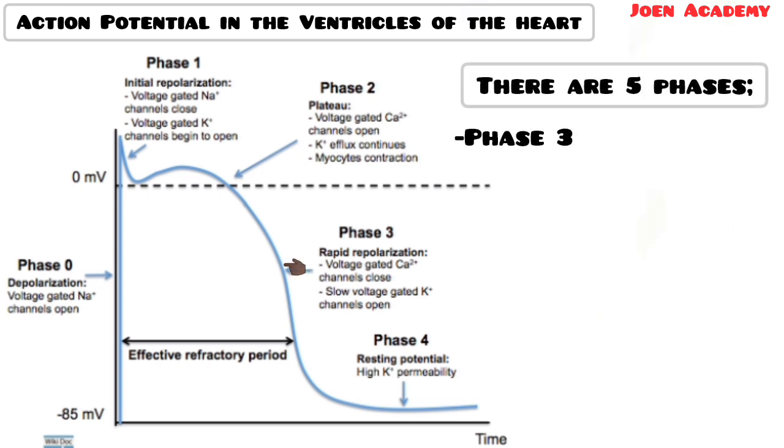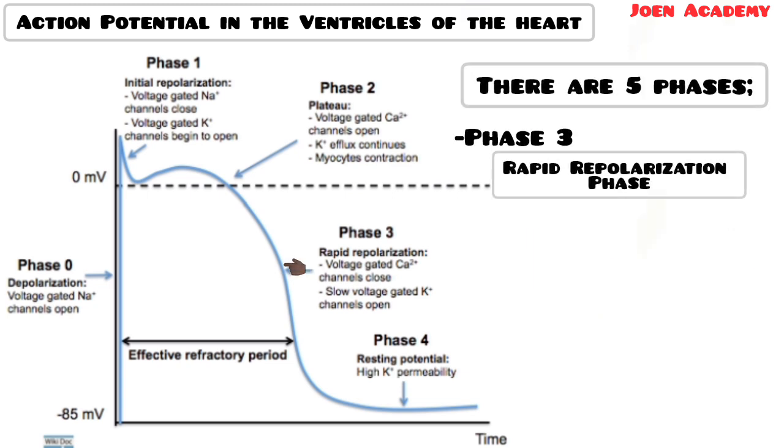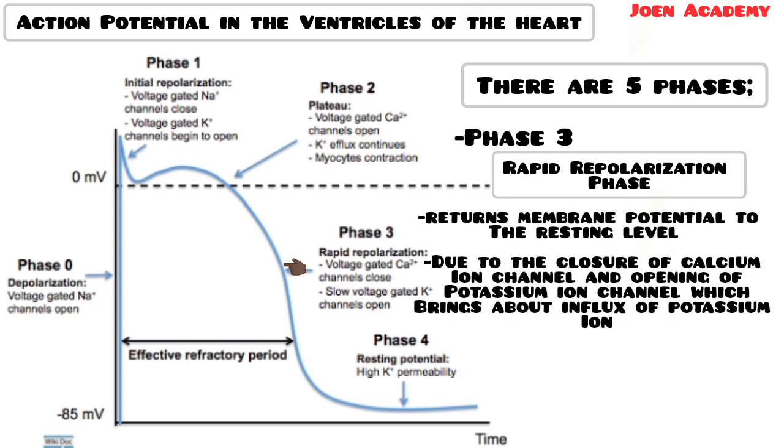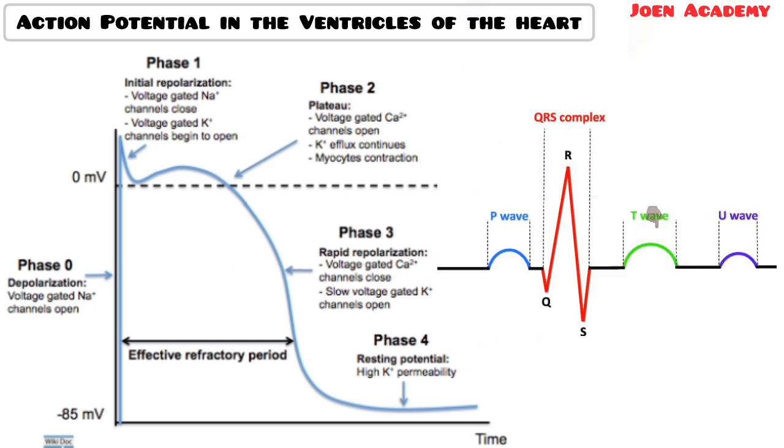Phase 3 is also known as the rapid repolarization phase. Rapid repolarization returns the membrane potential to the resting level. This is due to the closure of calcium channels and opening of both voltage- and ligand-gated potassium ion channels, which causes potassium ion efflux. This phase lasts for 50 milliseconds and corresponds to the T wave of the ECG. It coincides with the end of systole.